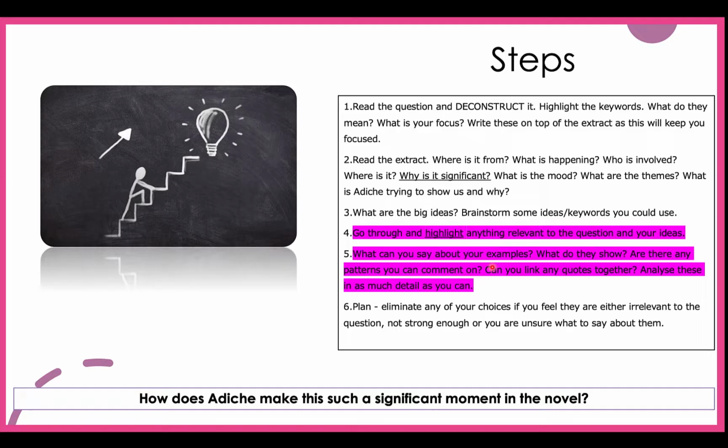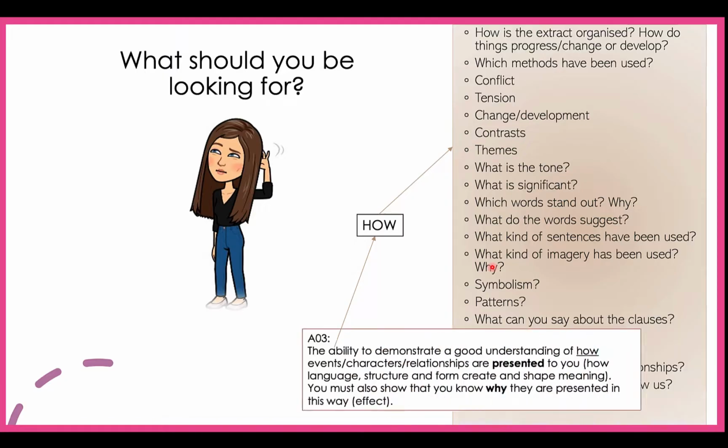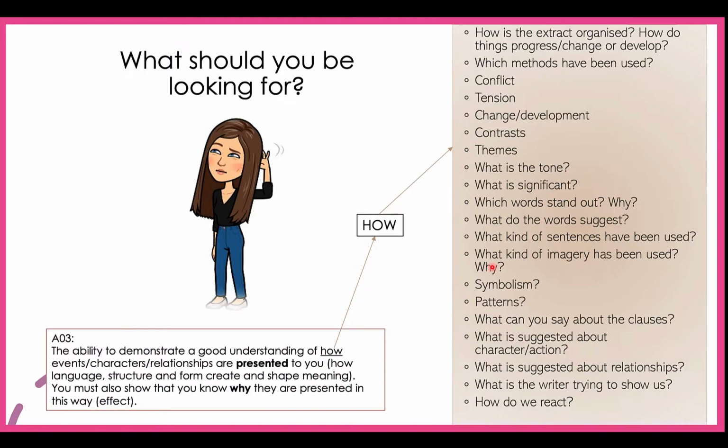And I will show you how you can do either or, depending on what you think suits you. As you go through the extract, you should be looking for a variety of different things. You've got your initial ideas, but now we want to hone in on how. How does Adichie show us all of those things that I've already made notes on?